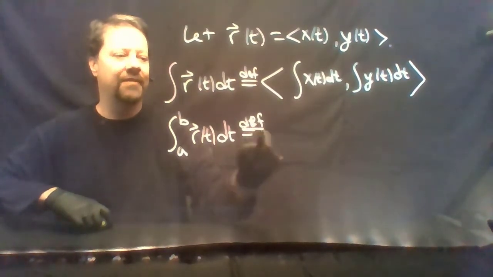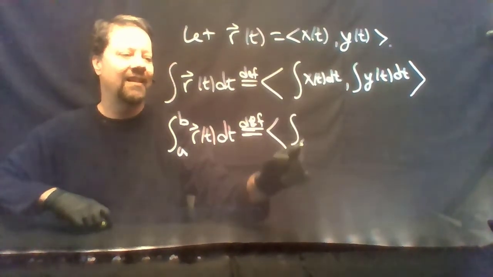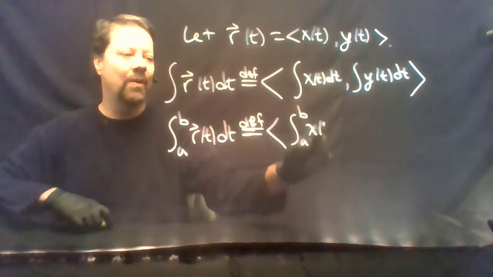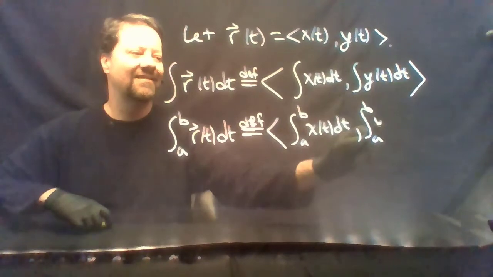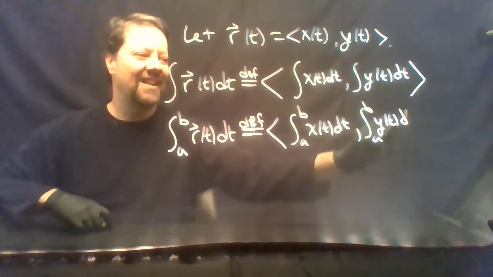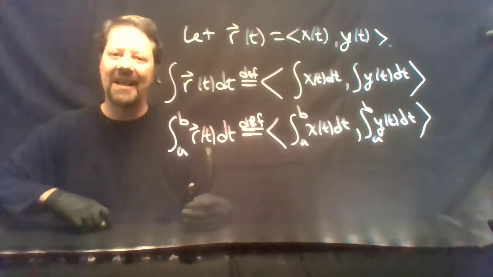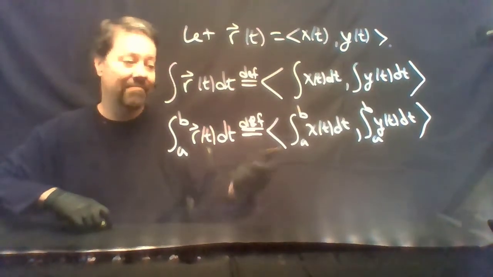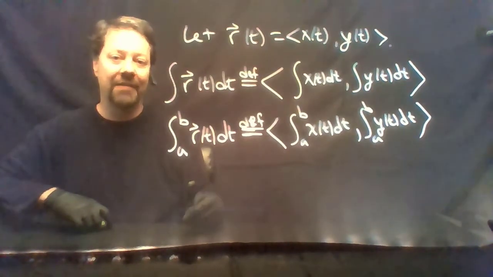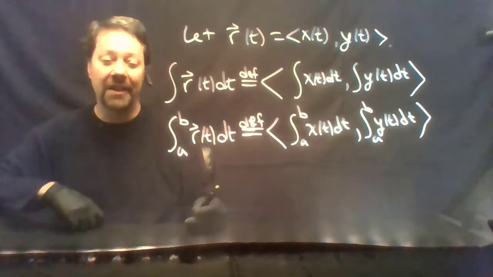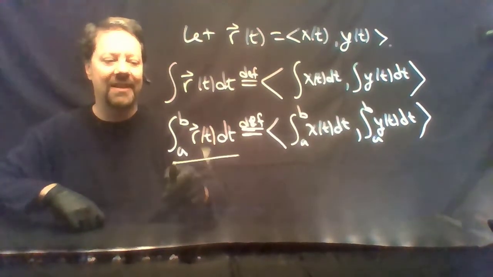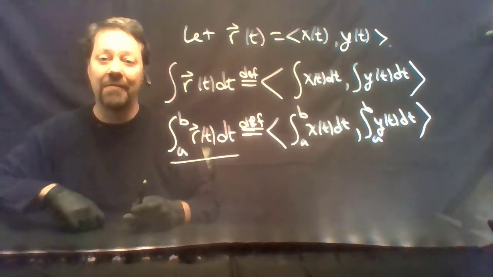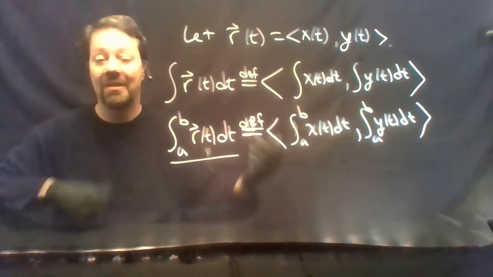It is, by definition, the definite integral of each coordinate. I suppose that this is good news and bad news. The good news is we've reduced the integration of vector-valued functions to problems you already know how to solve. The bad news is every time I give you a single integral problem for a vector-valued function, it means you have to do more than one integral.